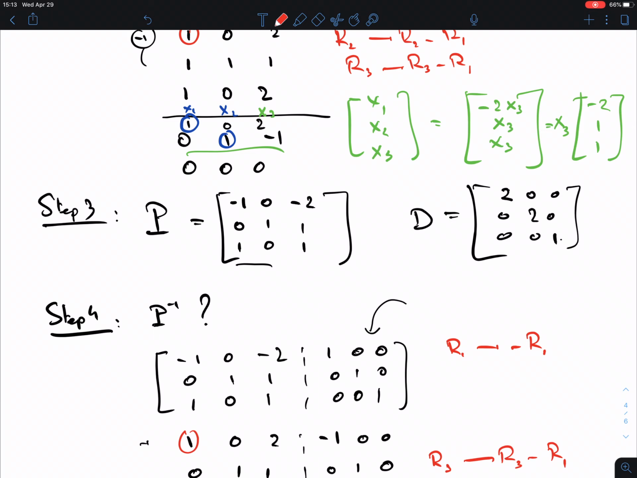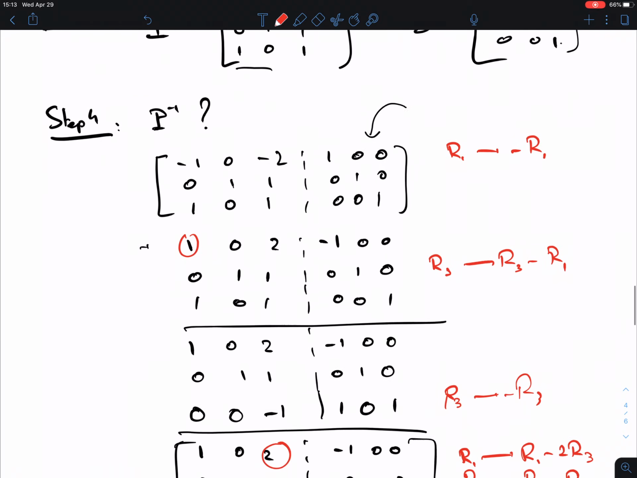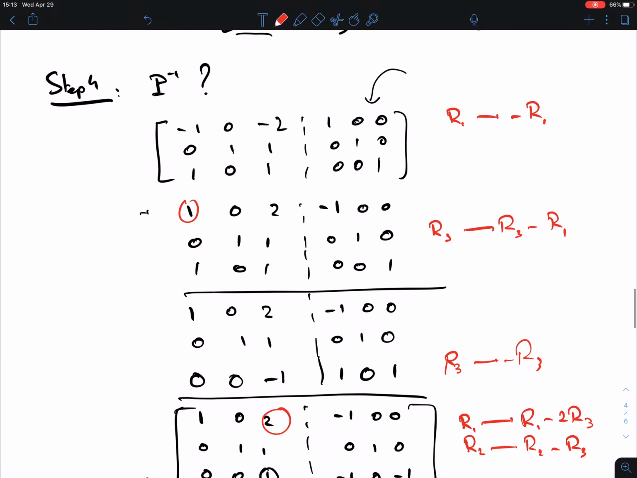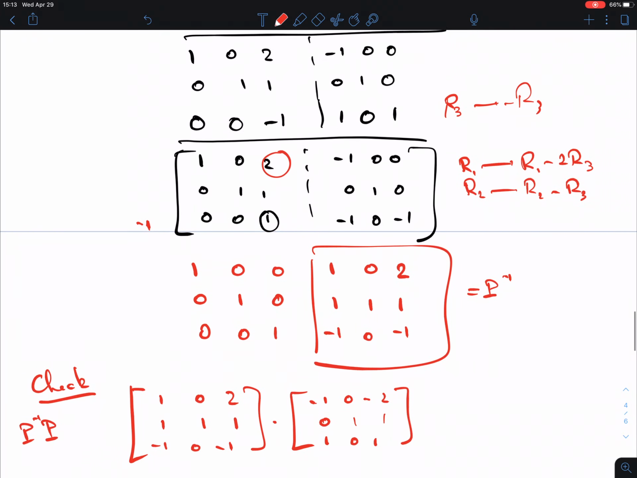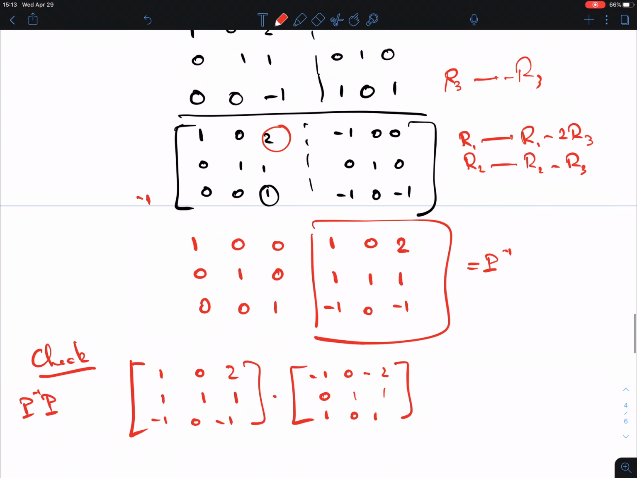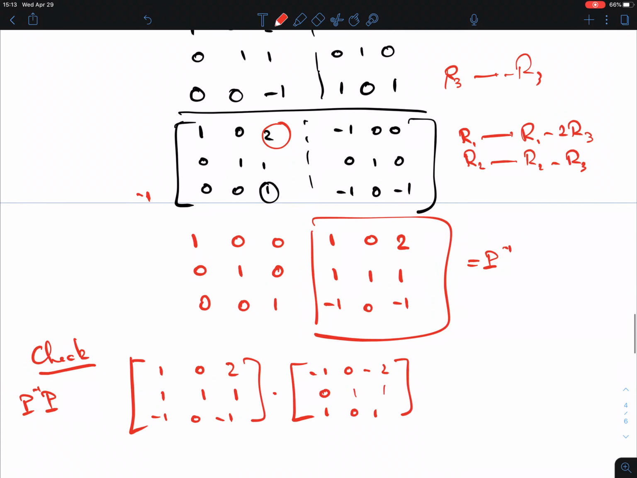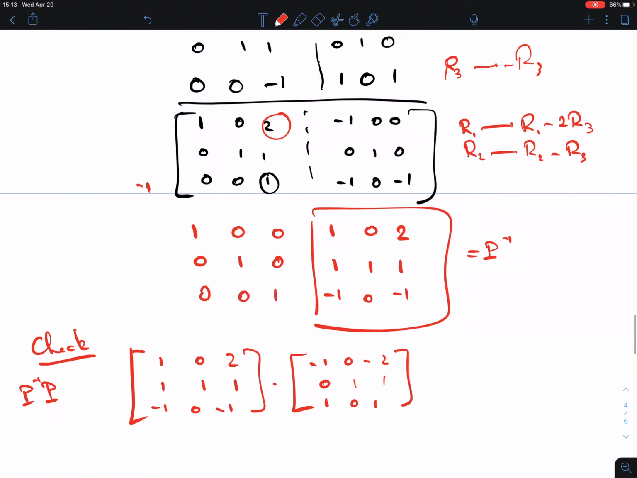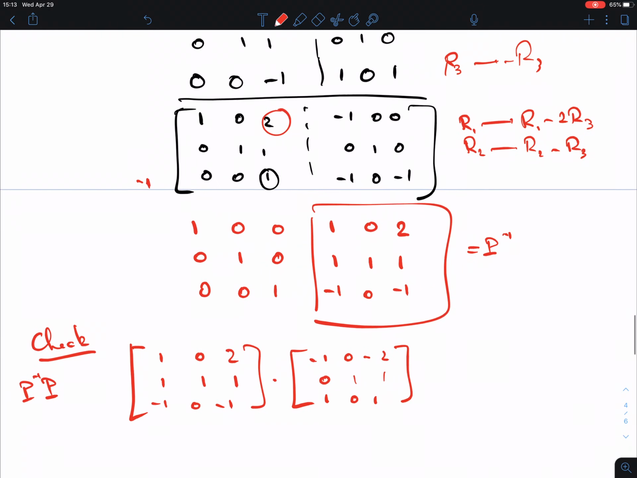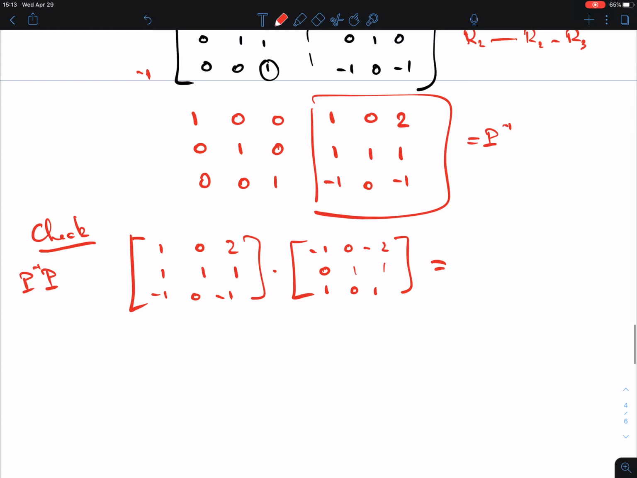Sorry, double checking here. No, I think I made a mistake already. Before I go on, let me double check here. What? No. I'm right, but let's just double check it.